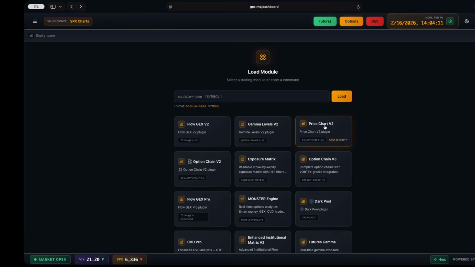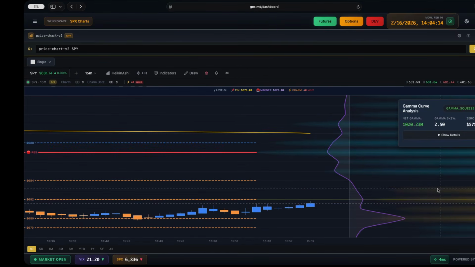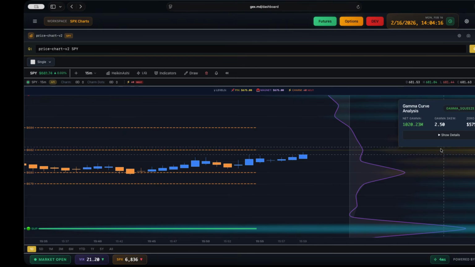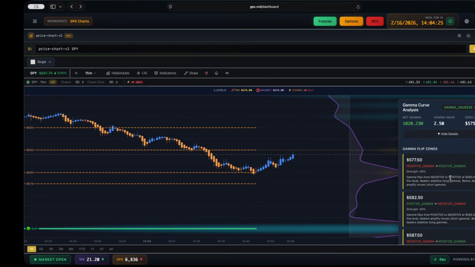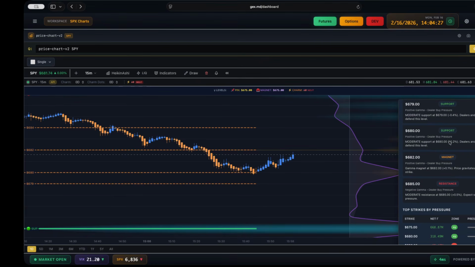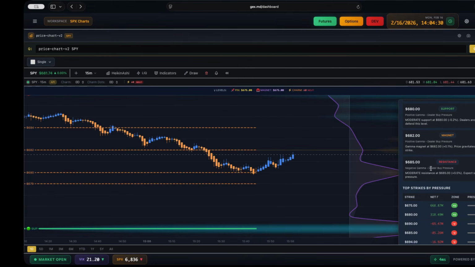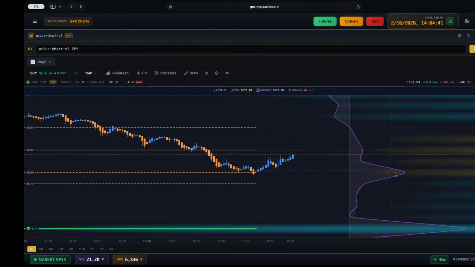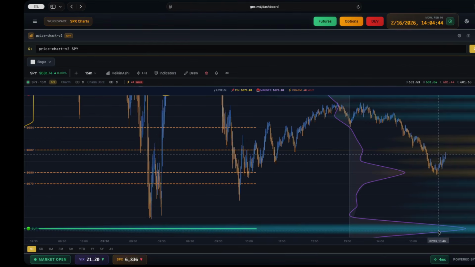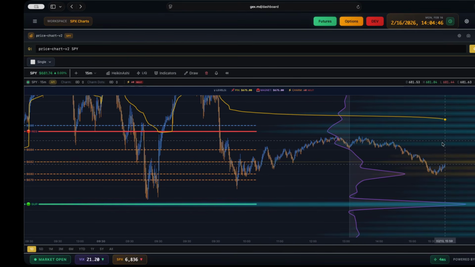To recap, the better way is to go to the price chart, and then yellow, reaction; blue, magnet. Simple. Keep it simple. Do not complicate. You can click here and show details, and then you get information: where's the support, where's the magnet, the resistance, and then you get the sum by the pressure, and you can use this if you want to, or just read this. This is simple. Do not complicate your life. Reaction, magnet, magnet, magnet, reaction.